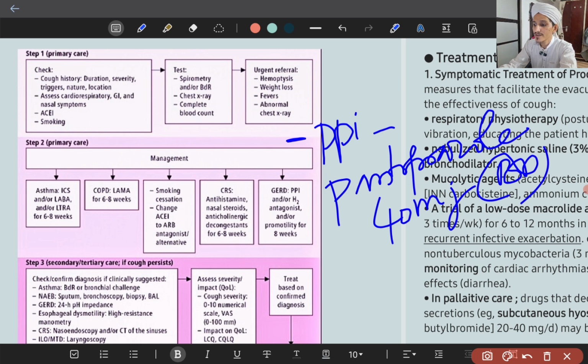Then you will monitor for 8 to 12 weeks, and then you will try to reduce the dose to 40 mg, and most of the time it will continue for life in patients with GERD. Other drugs which you can give, if you don't give pantoprazole, alternative drugs are rabeprazole and esomeprazole. These are the drugs.